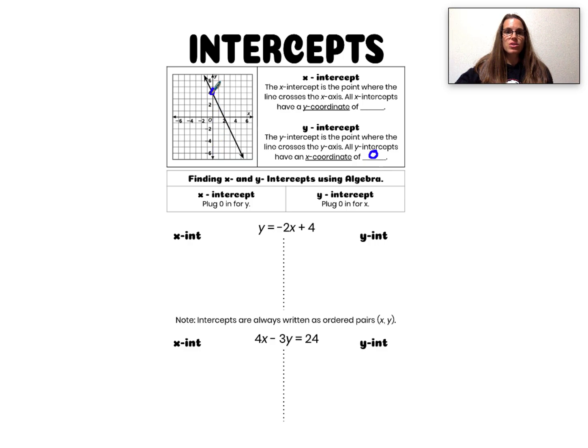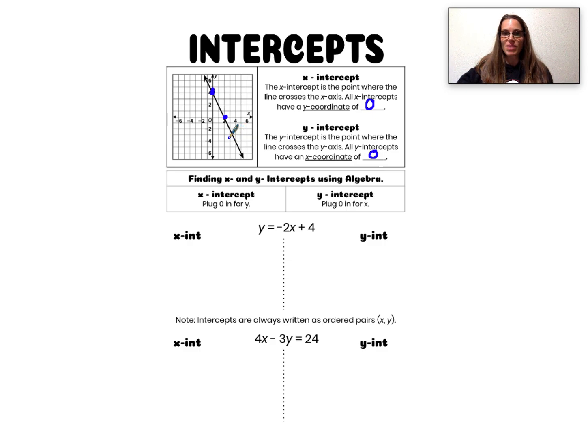Now, just like there is a y-intercept of a graph, there is also an x-intercept. The x-intercept is where the line crosses the x-axis. Very similarly to the x-coordinate of the y-intercept being 0, the y-coordinate of the x-intercept is 0. So every point on the x-axis has a y-coordinate of 0.